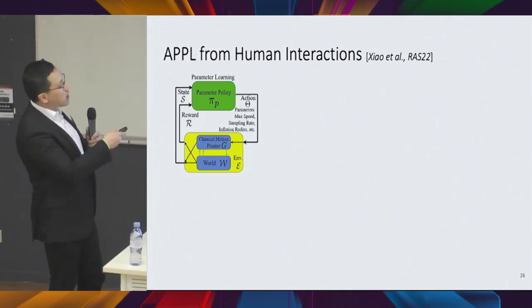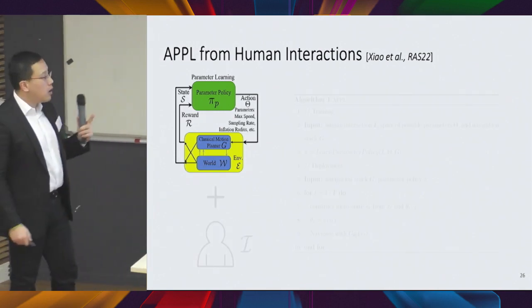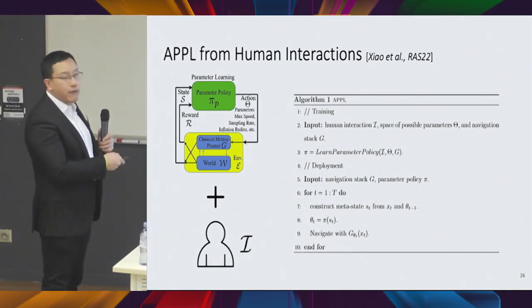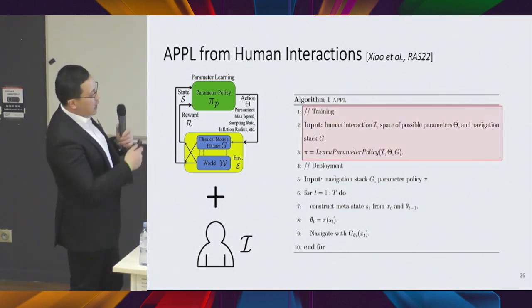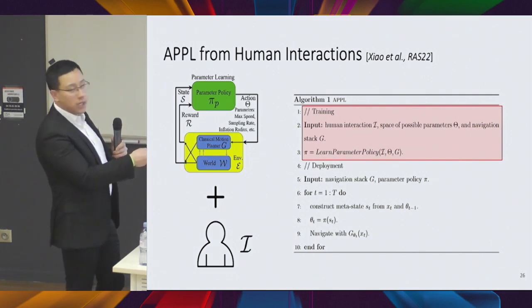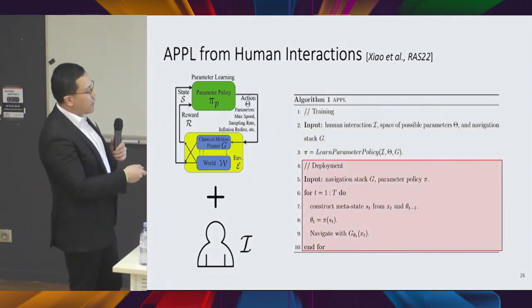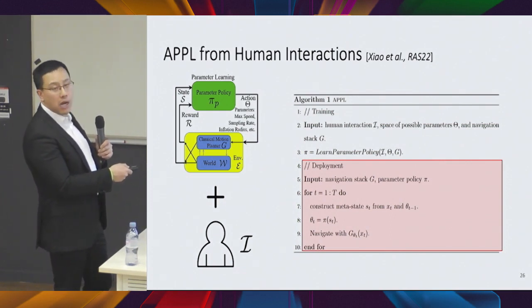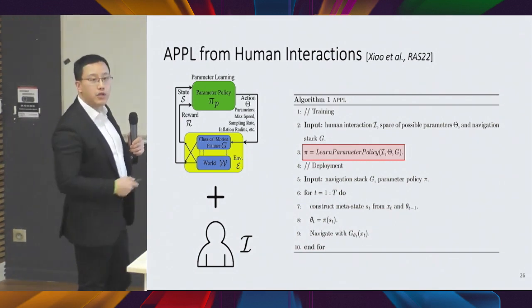But eventually we want to learn this parameter policy. How can we do that? Especially, how do we learn that from human interactions? This is basically the high-level idea: using some human interaction I, we should be able to learn a parameter policy in this 11-line pseudocode. Using human interaction I, the space of possible parameters Θ, and a navigation stack G, you should be able to learn the parameter policy we call π here. And then during deployment, you consult your π to give you the optimal parameter set per time step, and then navigate with the navigation system parameterized by the optimal parameters. Of course, the key here is this line: how do we actually learn this parameter policy using human interactions?